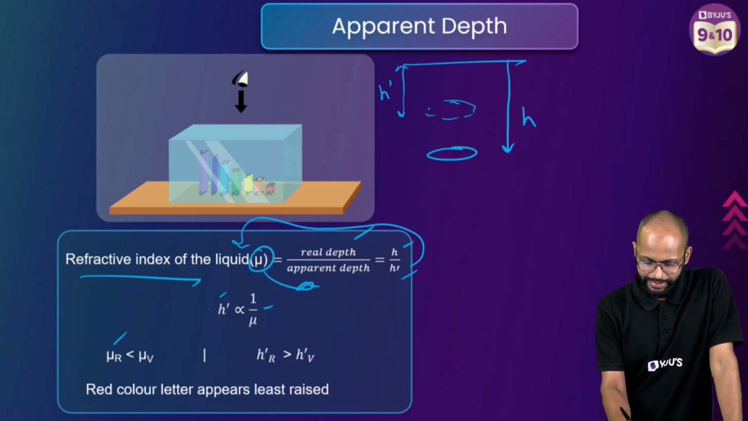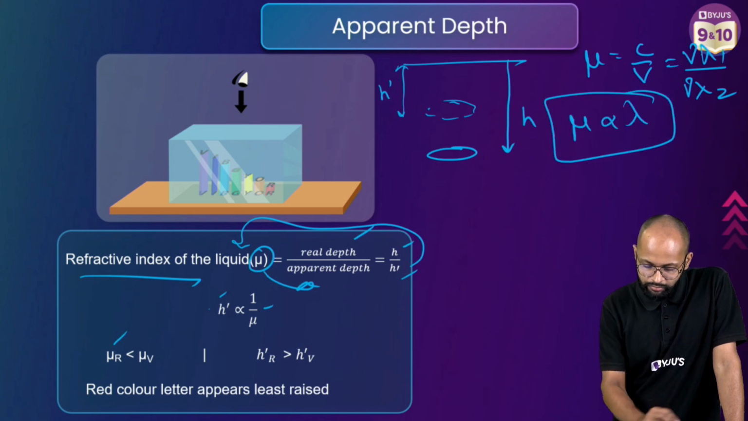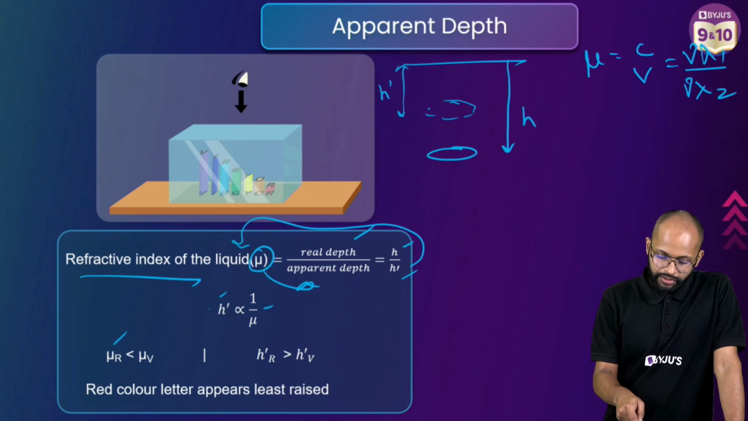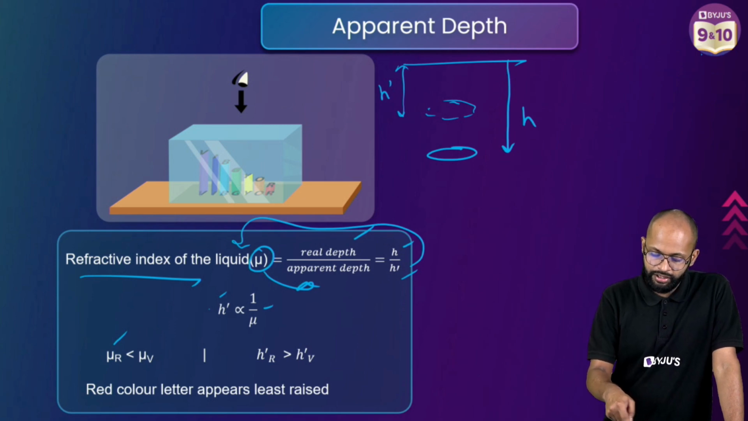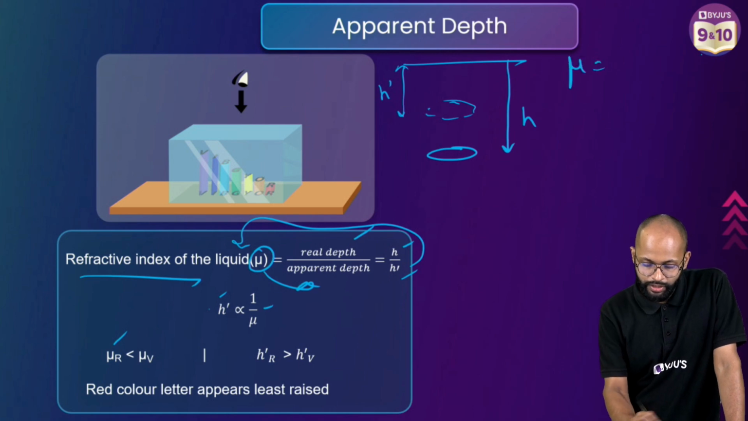It's not very rocket sciencey. What is mu? Mu is C upon V, right? I can say mu is lambda upon mu lambda 2, right? So mu is proportional to lambda, correct? So, higher wavelength, right? So mu is inversely proportional to lambda, by the way.